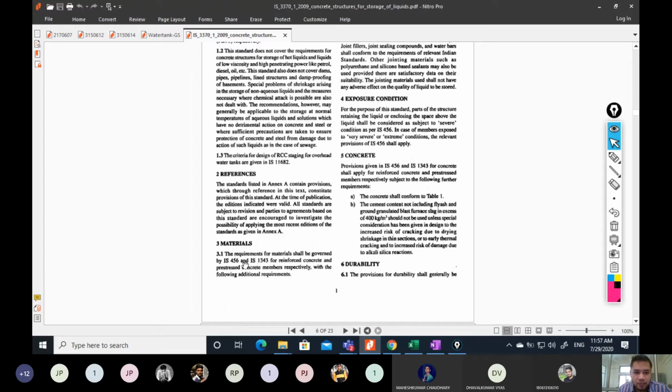Then for materials you have to refer IS 456, that is for the reinforced concrete structure, and IS 1343 for the pre-stressed concrete structures. In addition to the guidelines given in this code, you can refer IS 456 for reinforced concrete structure and IS 1343 for the pre-stressed concrete structure.